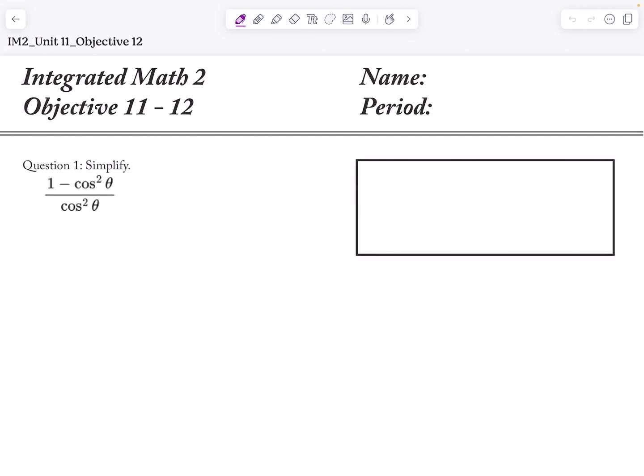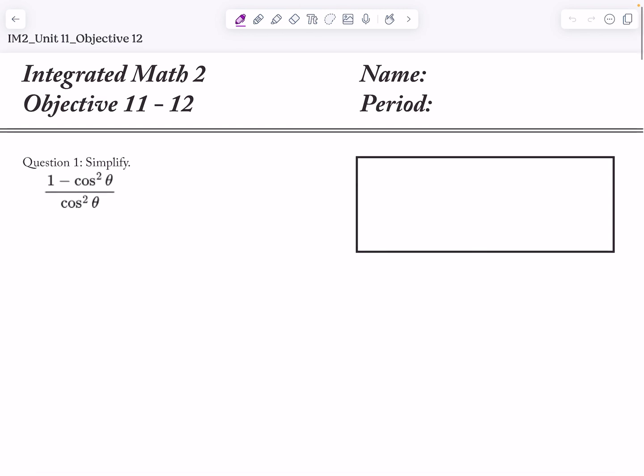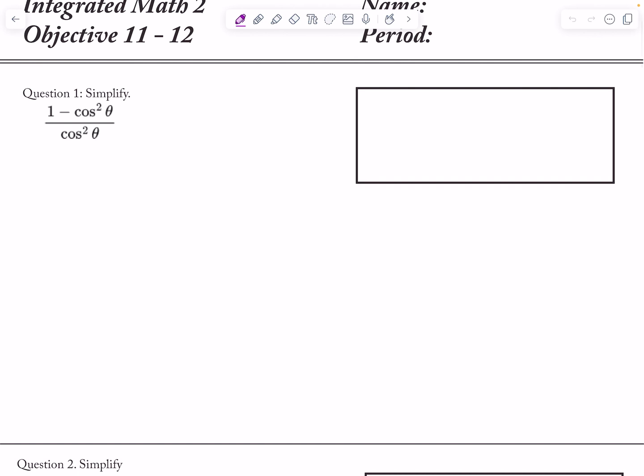Okay, so let's take a look at the odd-numbered questions for this objective. When you first look at this simplifying, 1 minus cosine squared is actually sine squared. So I can replace this with sine squared of theta divided by cosine squared of theta, and sine over cosine is tangent. So this is tangent squared of theta.